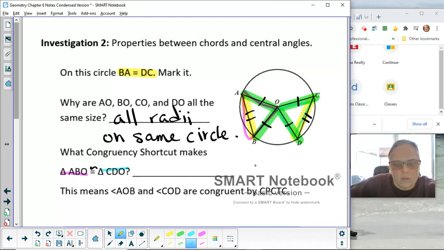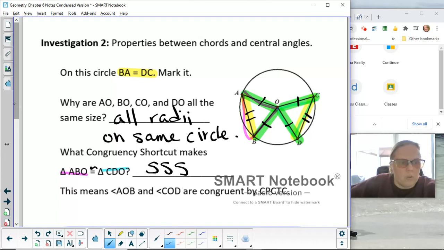So I've got these two triangles. Why would they be the same? So looking at the three parts that they have marked as congruent, we have a side marked congruent, another side marked congruent, and a third side marked congruent. So this shortcut would be SSS.